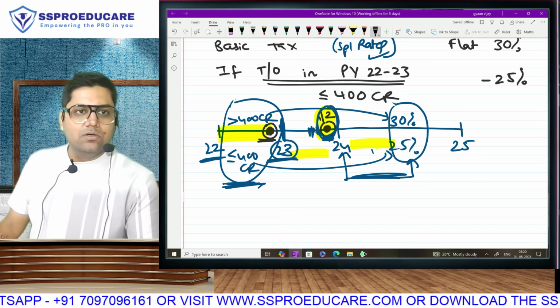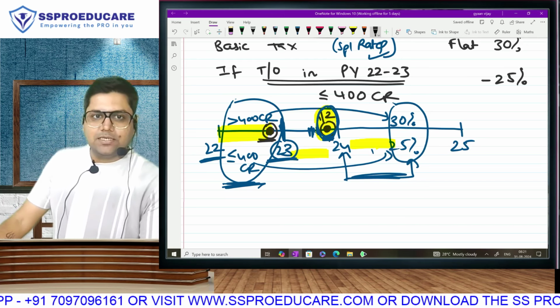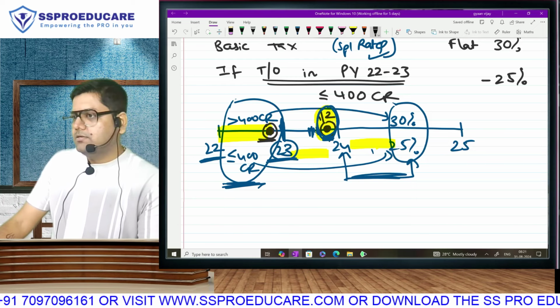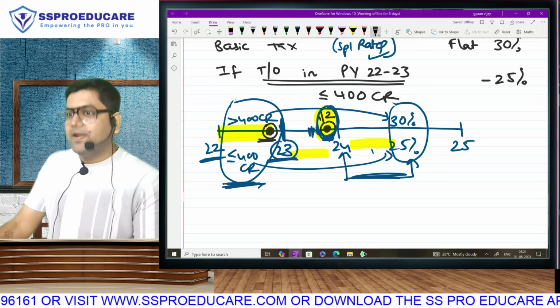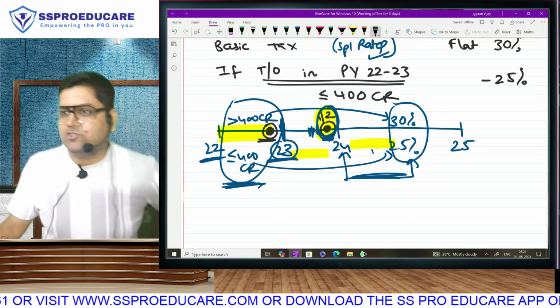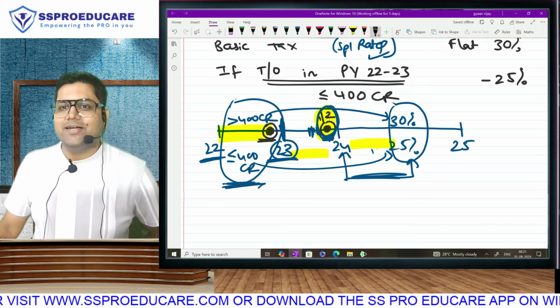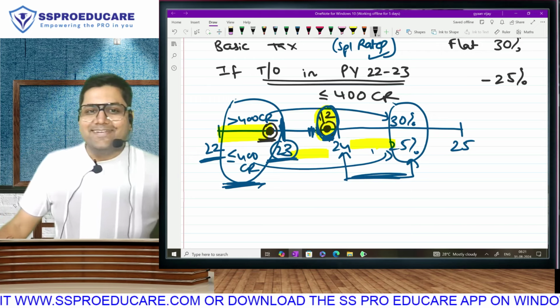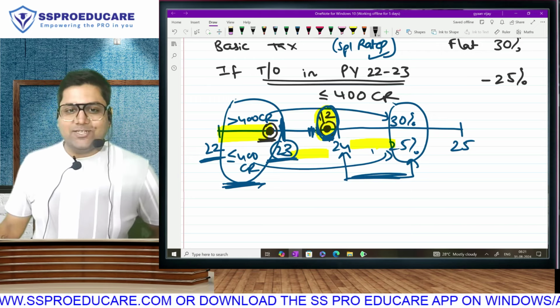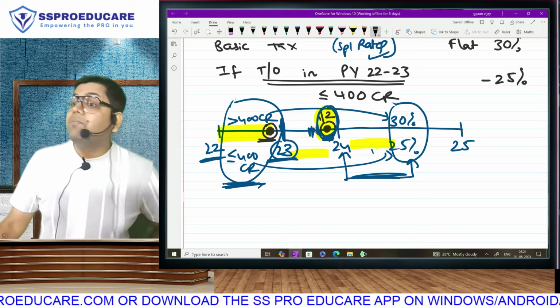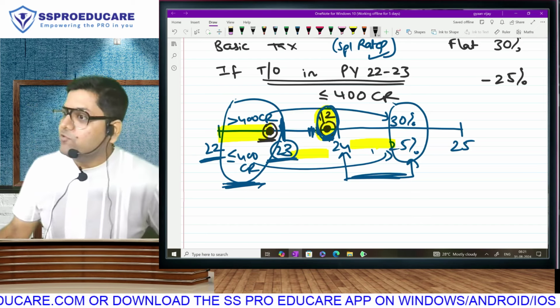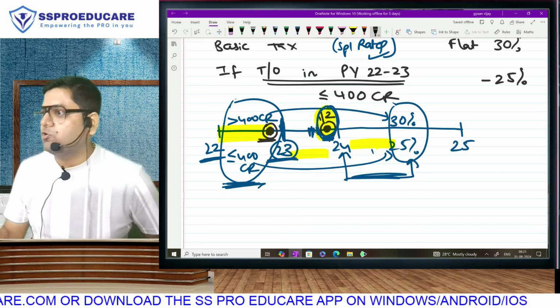See, 2 years ago, if you did not exist, obviously your answer should be 25%. That means turnover is 0, so tax rate should be 25%. 0 can't be the tax rate. I understood what you were trying to say. But the law is silent on this. That means they have not clarified anything. They just said check turnover of 2 years ago.